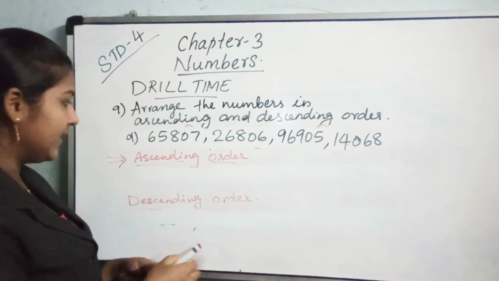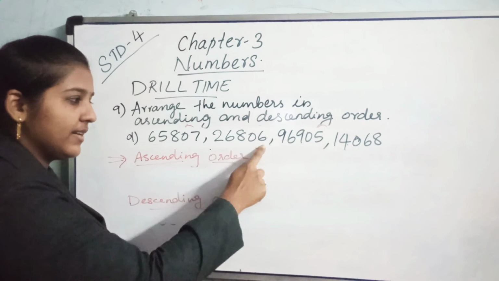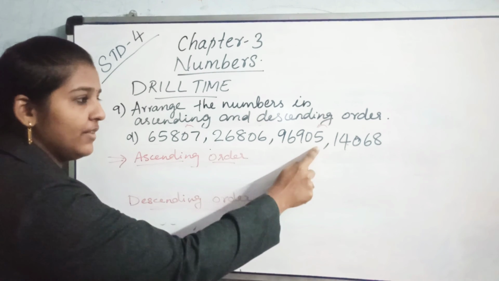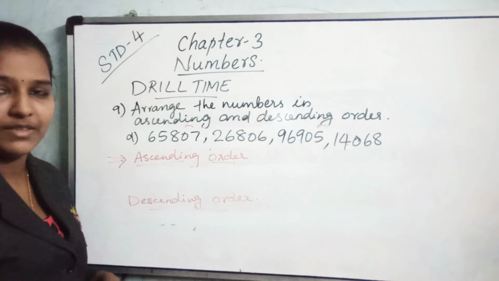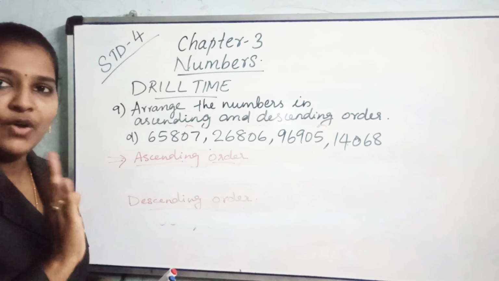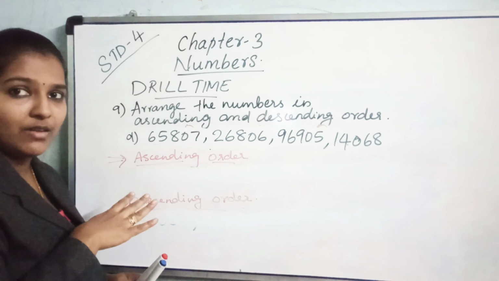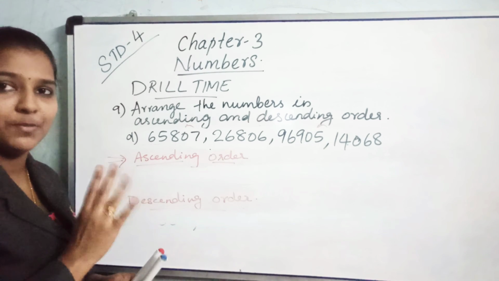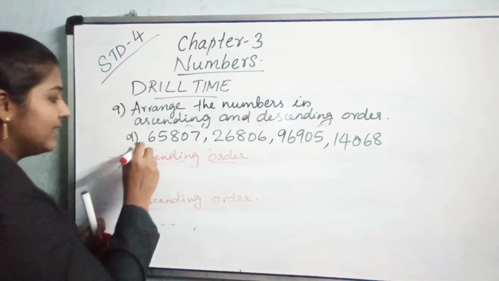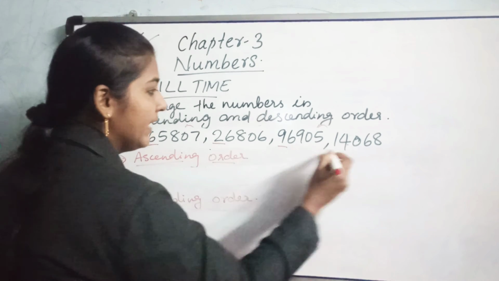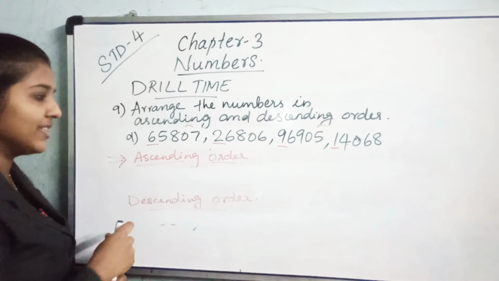Now D part question: 65,807, 26,806, 96,905, 14,068. These are the numbers given, and all these numbers are 5-digit numbers. Now look at the 10,000 place digit and compare the 10,000 place digits. Okay. So here it is 6, 2, 9, 1. All are different numbers. So we can easily answer this question.